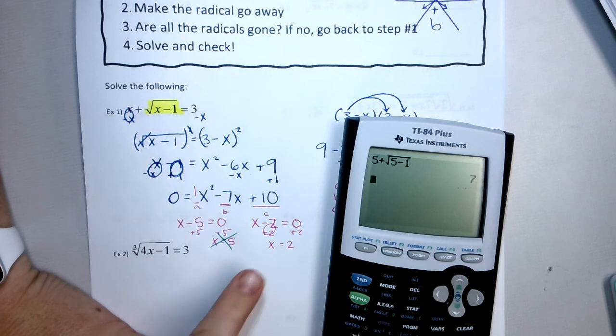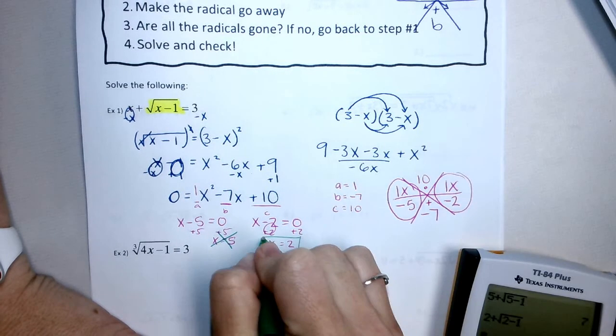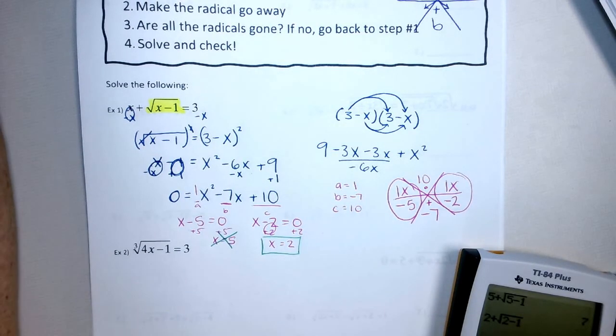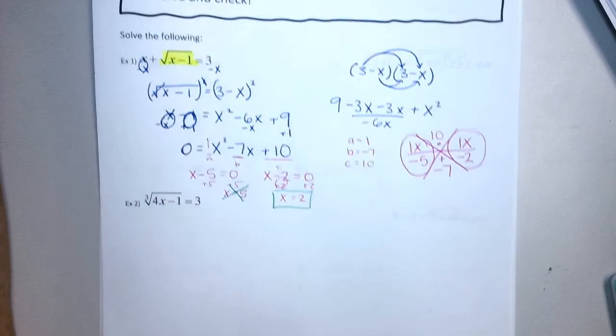So now let's try x equals 2. Oop, why did I do that? So I'm going to do 2 plus the square root of 2 minus 1, and this should equal 3. Did it work? Yes, so this is one of my solutions. It's a lot of work for one simple answer, is what it is. Not all of them will have that much work. So now let's look at example 2.